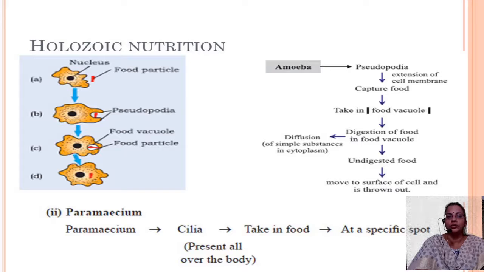So here it is. In this way only is the holozoic mode of nutrition. This diagram is very important. Each and every labeling also is very important. So here this is the flow chart. You can revise this, or you can copy down this flow chart.